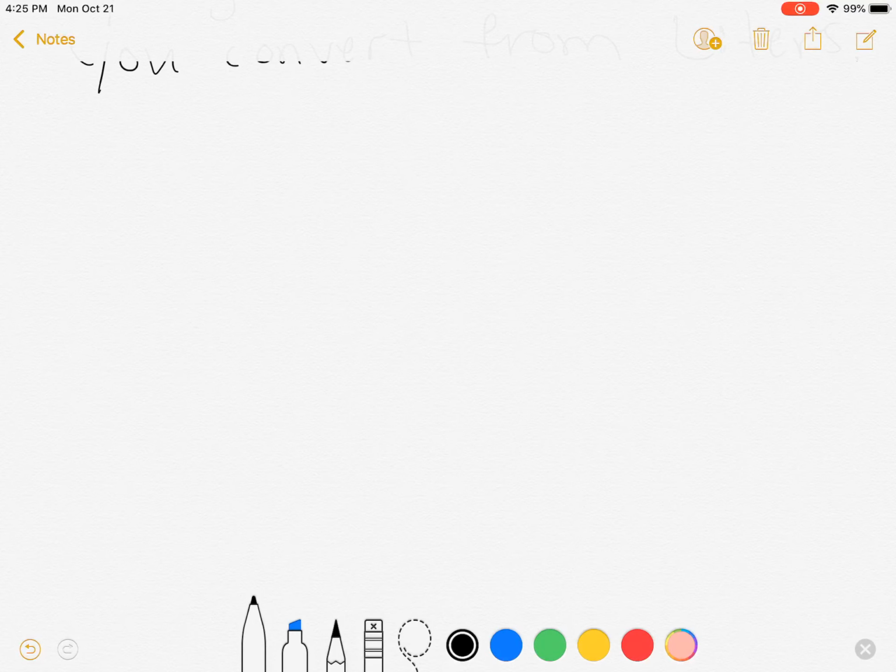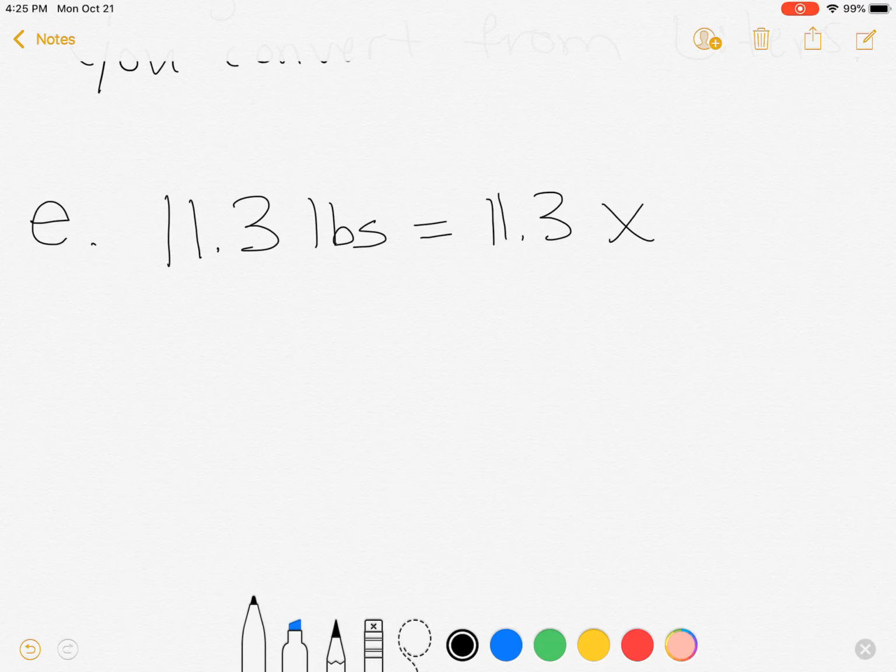Okay, what's the next letter? E. Okay, yes. Go ahead. A coyote weighs 11 and 3/10 pounds. Convert the coyote's weight to ounces. Okay, so 11 and 3/10 or 11.3 pounds equals 11.3 times 1 pound. Okay, so 11 and 3/10 times, how many ounces are in a pound again?